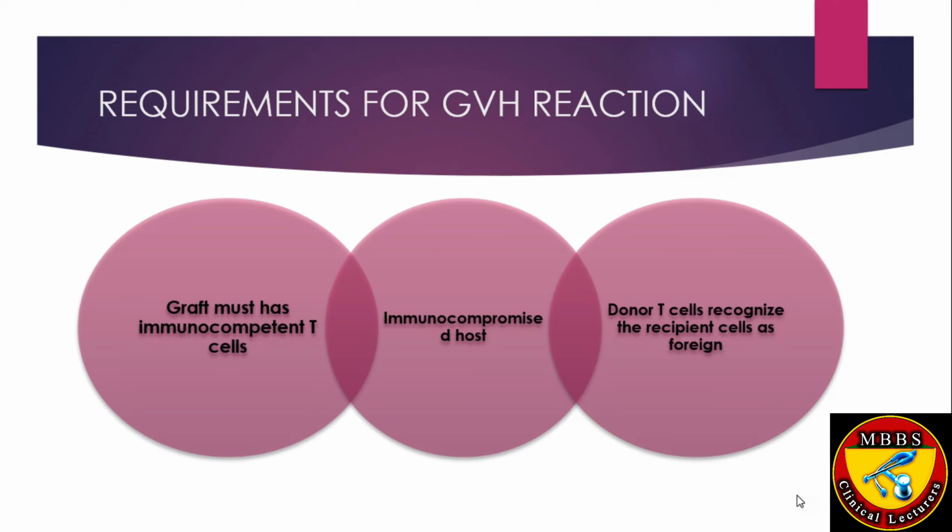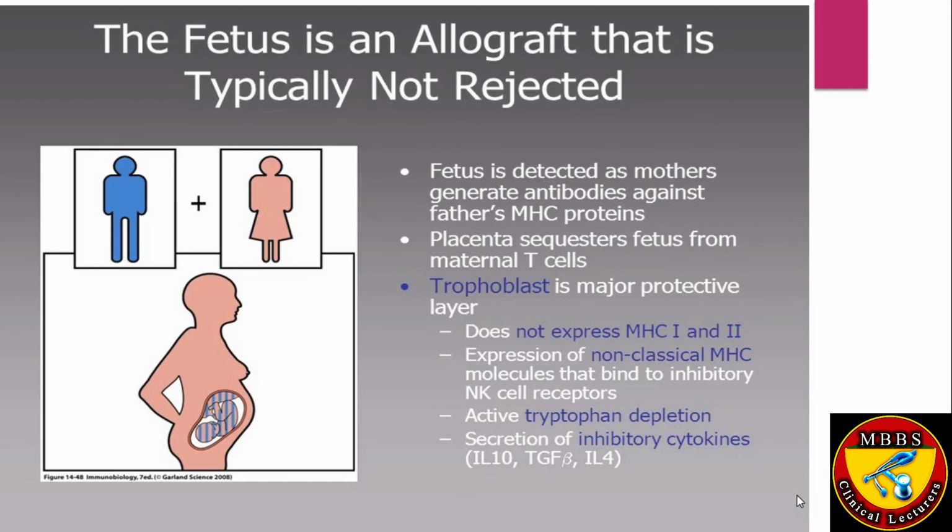Okay, so what are the requirements for the GVH reaction to begin? It means that the graft must have immunocompetent T cells. The person should be immunocompromised, because normally we are giving medications and treatments to suppress the immune system of the host. And the third requirement is that the donor T cells recognize the recipient cells as foreign. Okay, so this was all about allograft rejection, where the person is not accepting, and the body is evoking a response against it.